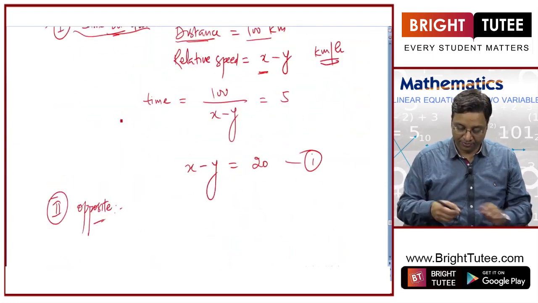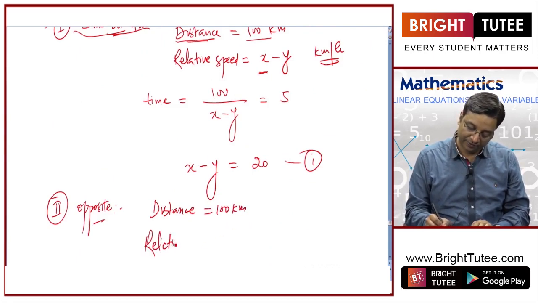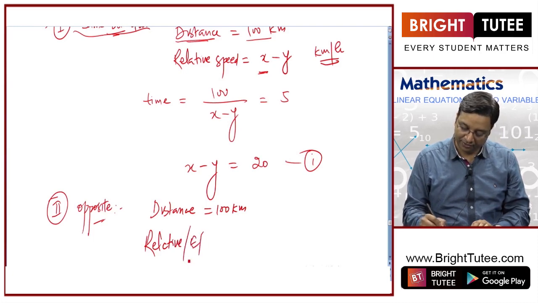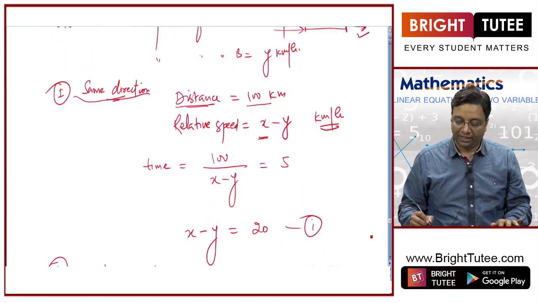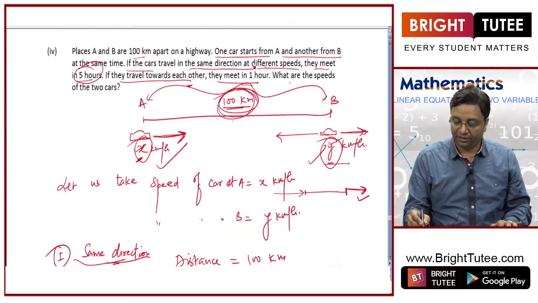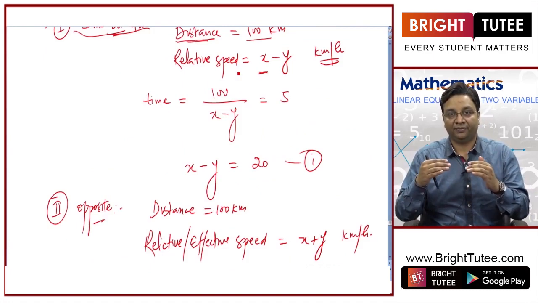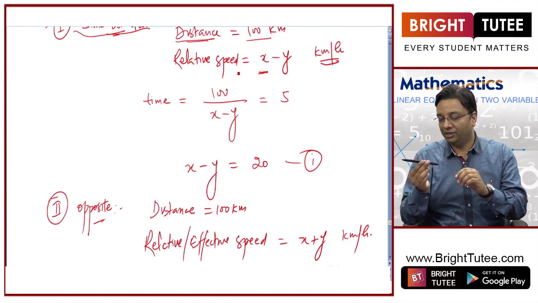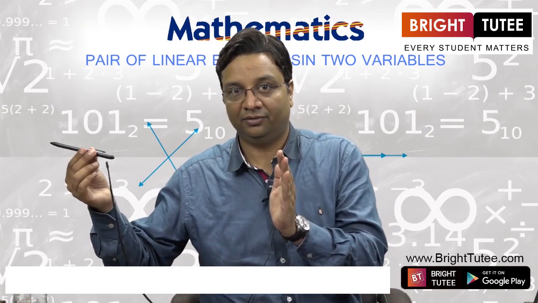So, this time the distance is the same, 100 kilometers, and relative speed, or we say effective speed to cover this distance, is the sum of these speeds, x plus y kilometer per hour, and they take 1 hour to meet this time. Obviously they will take shorter time this time because both the speeds are helping each other. Otherwise in the first case the y speed was taking it away from this car, right? So it was not helping it, it was opposing it, that is why we subtracted it from this x.